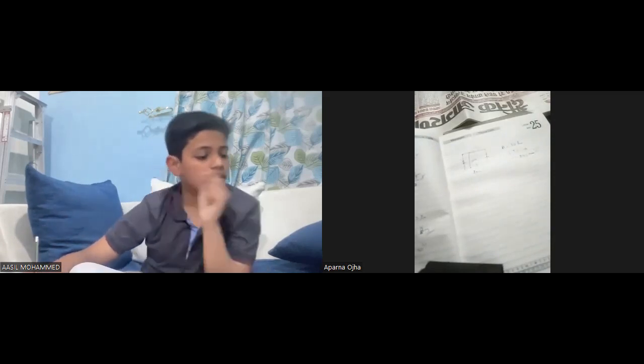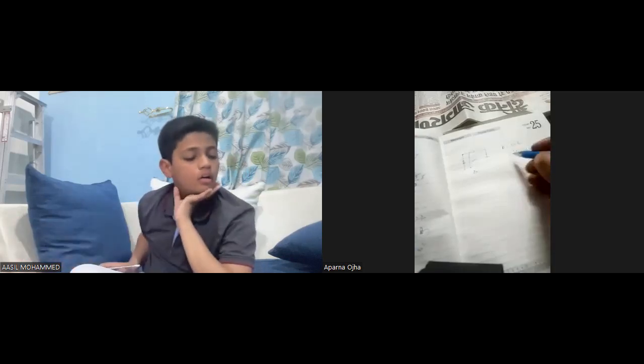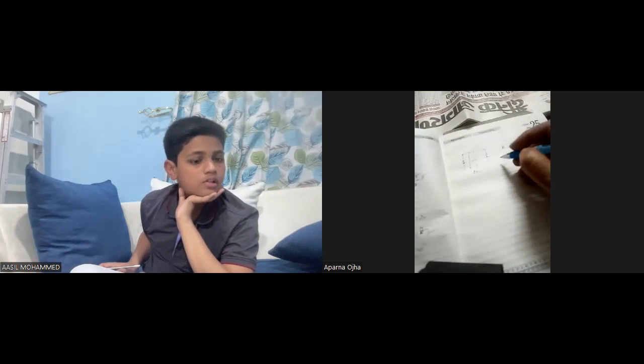Second thing, what is given in the question? This is the area of a tile. This is the area of the tile. This is again 70 centimeter. This is the area of a tile.